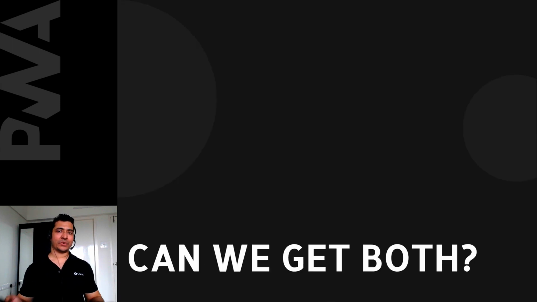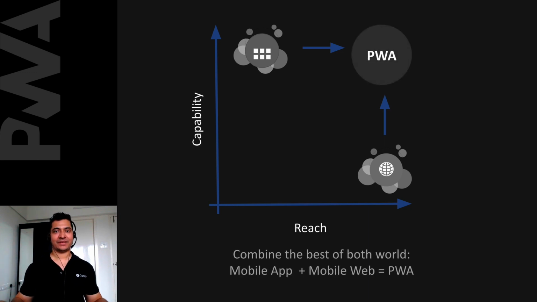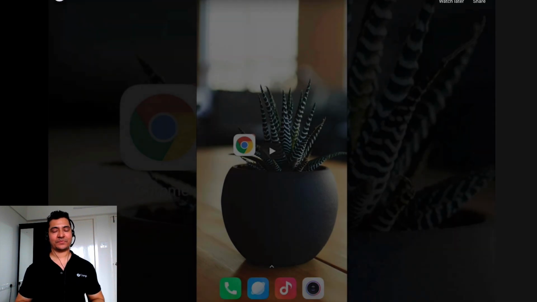Now, can we get both? So if we can combine the capabilities of a mobile app and the reach of the mobile web, we can get something called PWA. Now, what are PWA? Well, PWAs are progressive web apps, which are web applications that look and behave as native apps. They progressively enhance the web application's look and feel like native apps.